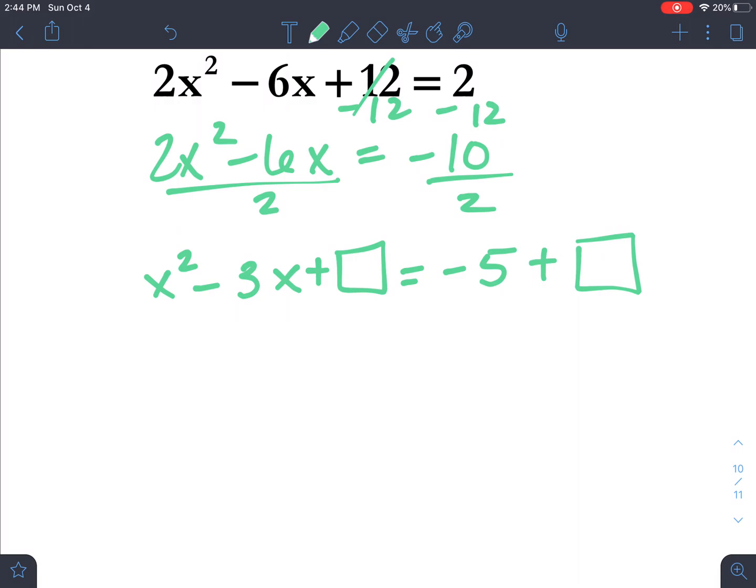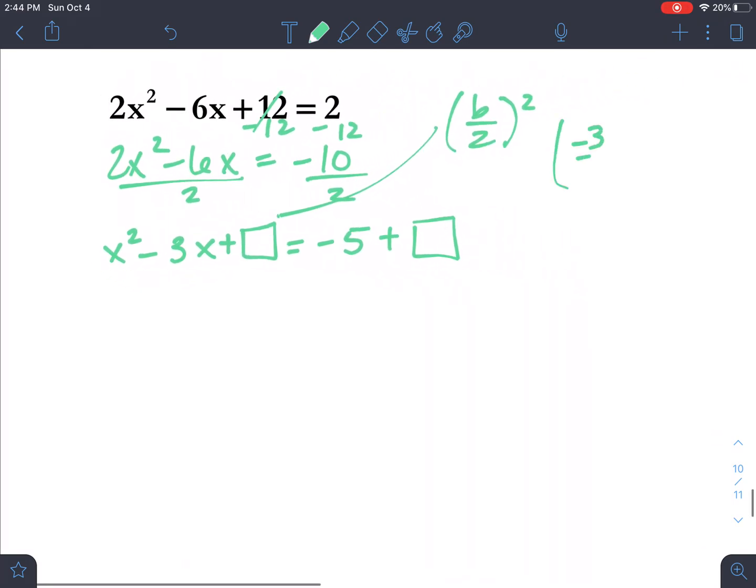And the only reason this problem's a little bit tougher is now, remember, in this box here, I'm putting b over 2 squared. Okay, and b here is -3. So it's just a little bit annoying, but it's not the end of the world. -3 over 2 squared would be 9/4. Oh gosh, I need more space here. 9/4. Okay, so we add 9/4 to both sides.